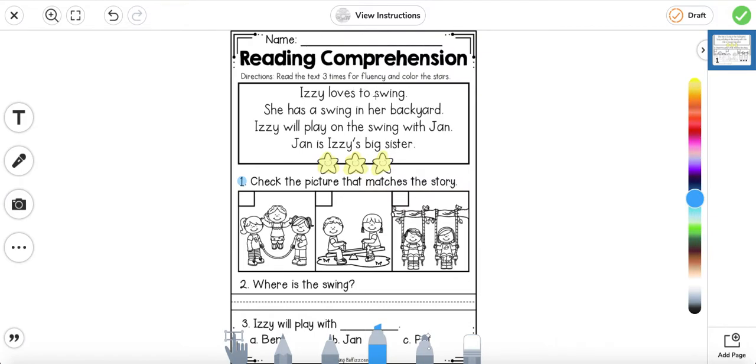Izzy loves to swing. She has a swing in her backyard. Izzy will play on the swing with Jan. Jan is Izzy's big sister. So there they're talking about the swing. They talked about it 3 times. So I know that the swing matches the story. So I'm going to put a check mark. Okay. Number 2.